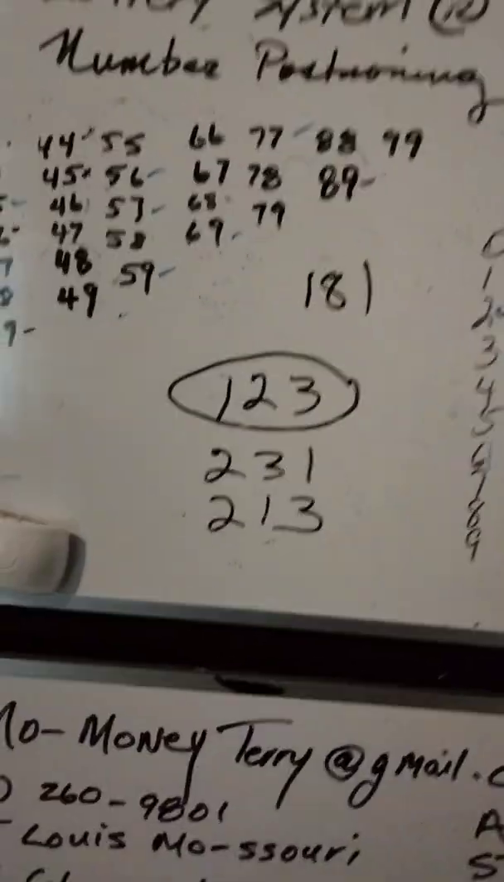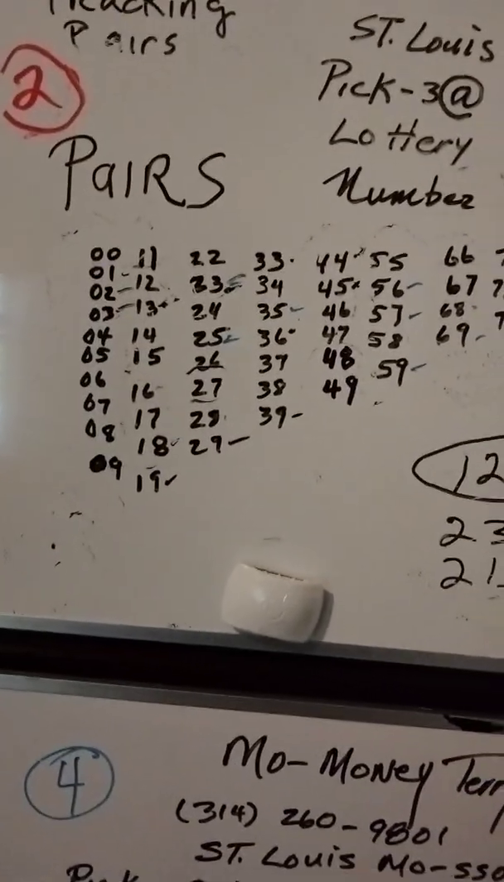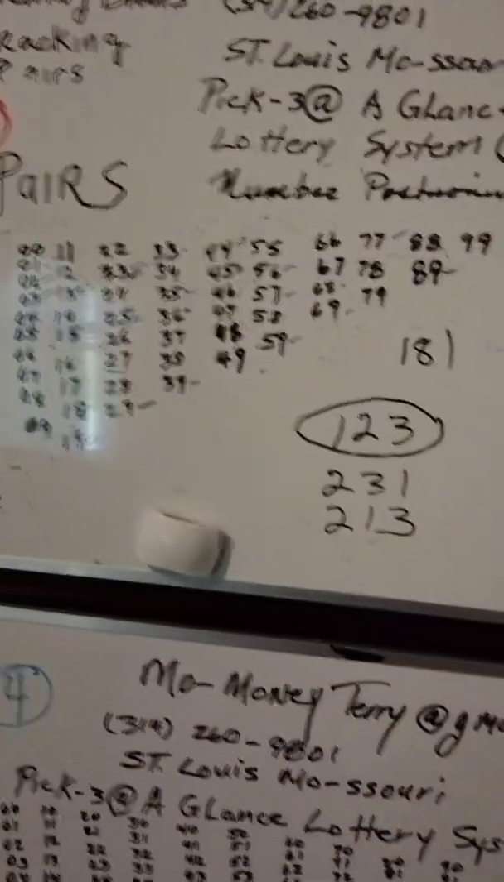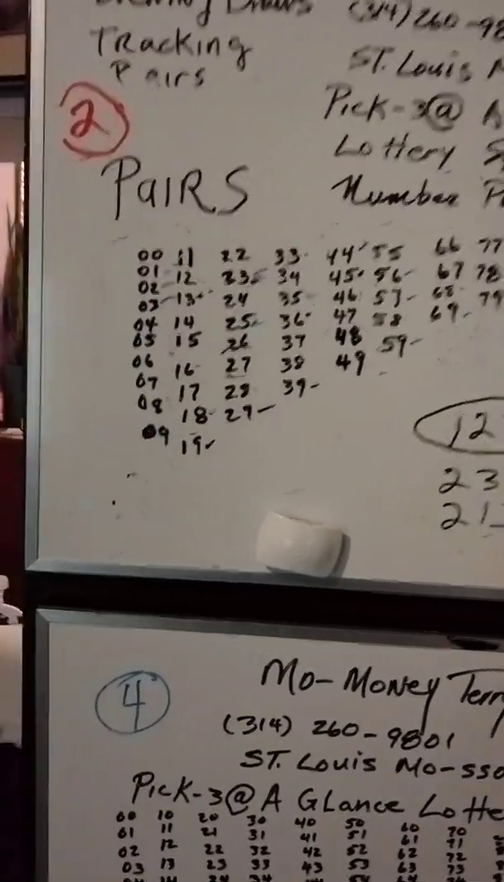And what I do for pairs, just a single pair that I want to know. You're my Pick 3 players, tracking pairs. They know about pairs, but I don't go off nobody's pairs. I find my own pairs from my own state. All right. This is what it's called, Pick 3 at a glance.